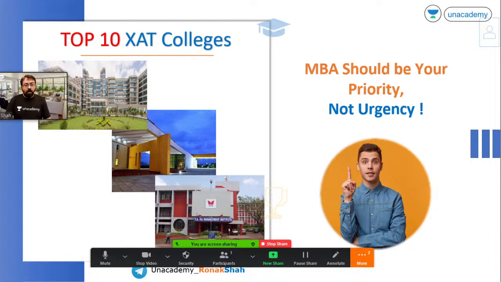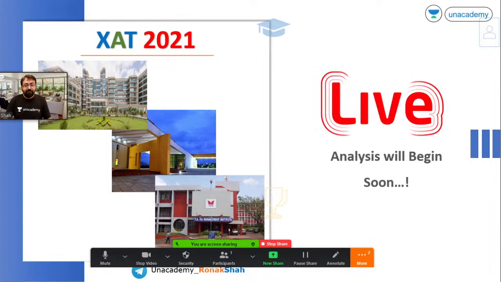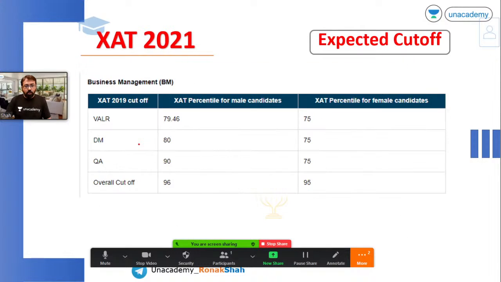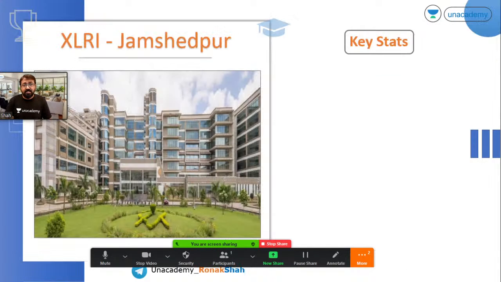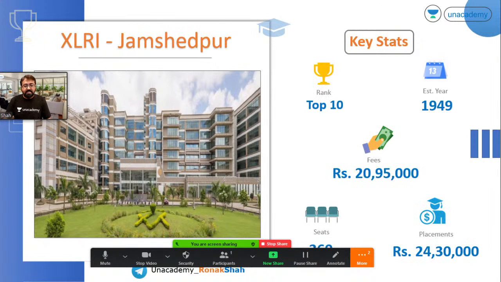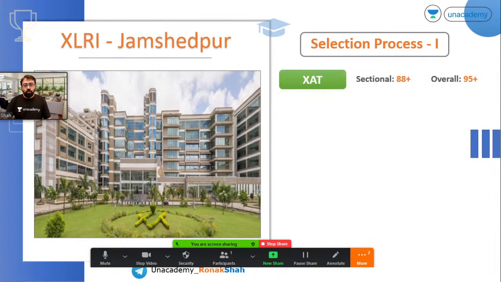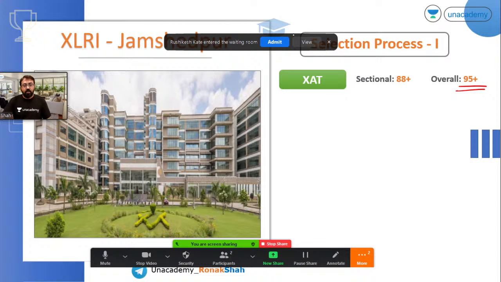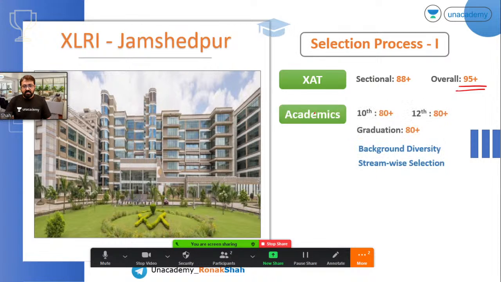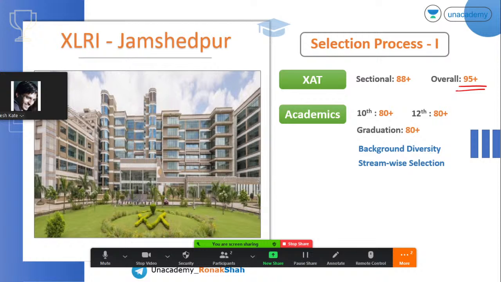Let me quickly tell you about the top 10 XAT colleges before we start with the XAT 2021 analysis. Some of the top colleges for XAT are, of course, XLRI Jamshedpur, which is the body which conducts the XAT exam. These are some of the key stats about XLRI Jamshedpur. Let's look at the selection process. The overall cutoff for XAT is about 95+ percentile. They have two programs, business management and HR. They look at your academics, background diversity, stream selection, and work experience.